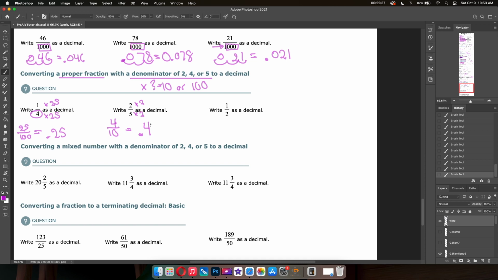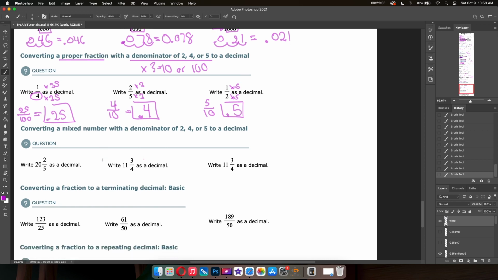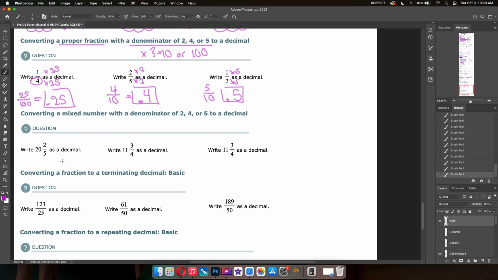Now, number 2. Can I get the number 2 to a 10? Yes, I can. Times 5, times 5. So that gets me 5 tenths, which converts to 0.5. That's what they're expecting you to do here for your answers. And now it's the same idea. It's literally the same thing. It's just that you happen to have a number in front of your decimal.